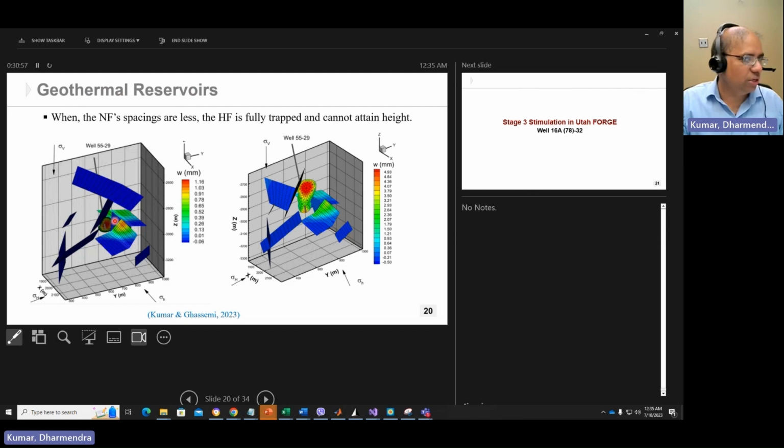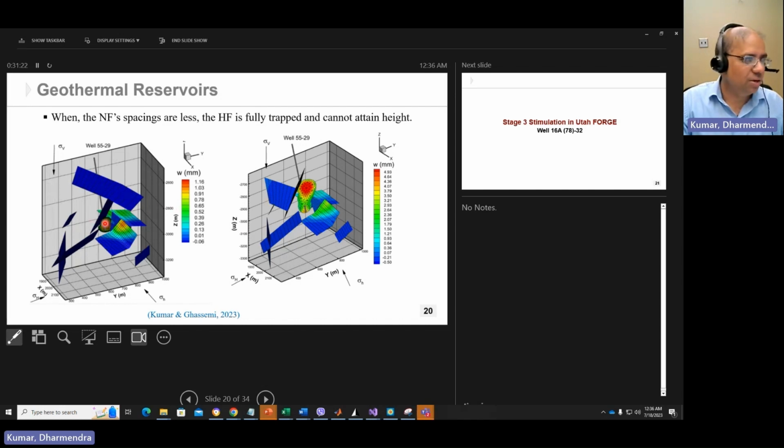This study basically shows one kind of comparison of the two DFNs in geothermal, where we have this one DFN where the spacing between this natural fracture set and this natural fracture set was not that much, and when we propagated this process, it was almost fully contained, and then it will start basically lateral propagation in this direction. It will open this natural fracture.